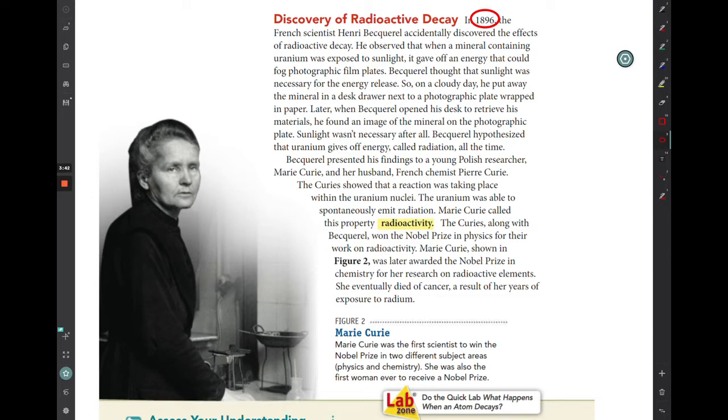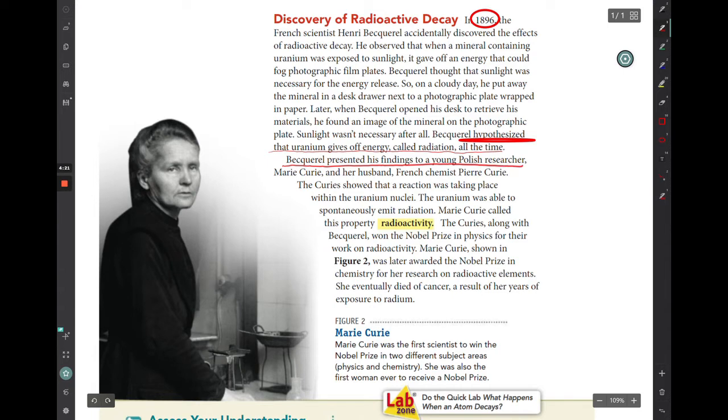But what happened was he put these away in a drawer next to a photographic plate that was wrapped up in paper so that there was no sunlight. Later when he came back, he found that there was an image of the mineral on the photographic plate. So it turns out that sunlight was not necessary at all. That's when he hypothesized that the uranium gives off energy called radiation all the time. So he concluded that.